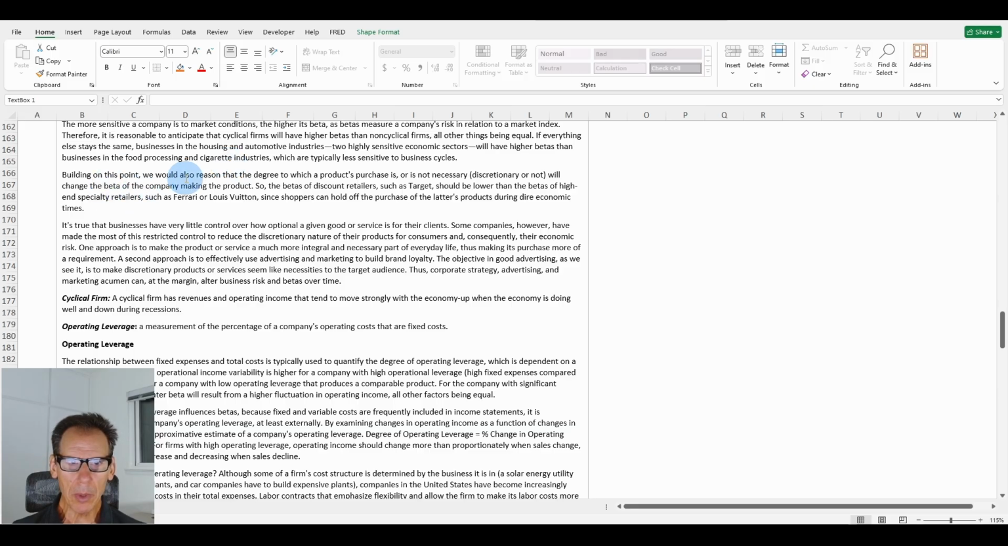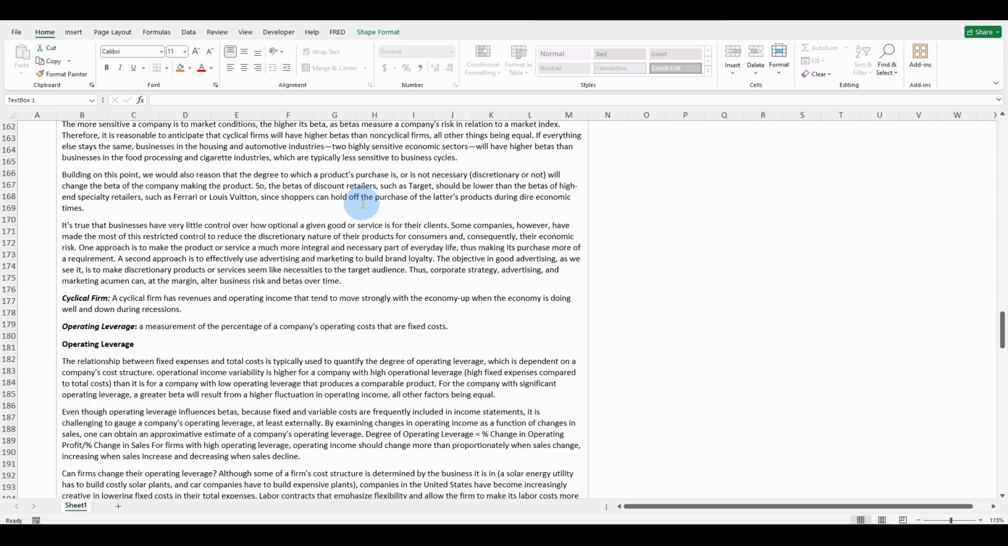Building on this point, we would also reason that the degree to which a product's purchase is or is not necessary, discretionary or not, will change the beta of the company making the product. The betas of discount retailers such as Target should be lower than the betas of high-end specialty retailers such as Ferrari or Louis Vuitton, since shoppers can hold off the purchase of the latter product during economic downturns.